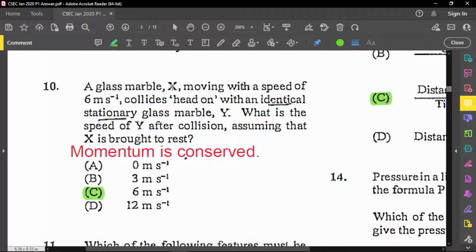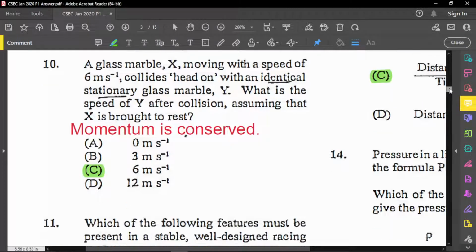So if X is brought to rest, the point to note here is that momentum is conserved, because total momentum before collision must equal the total momentum after collision. But the key point here is that the marbles are identical. Very important thing. If one is brought to rest, then the next one will move with the same velocity as the first, because that velocity multiplied by that identical mass will give you the same momentum. And hence, C is the correct answer.